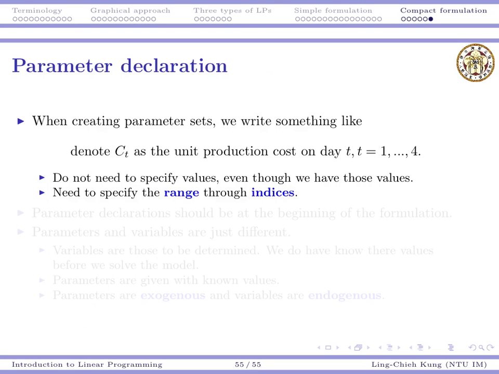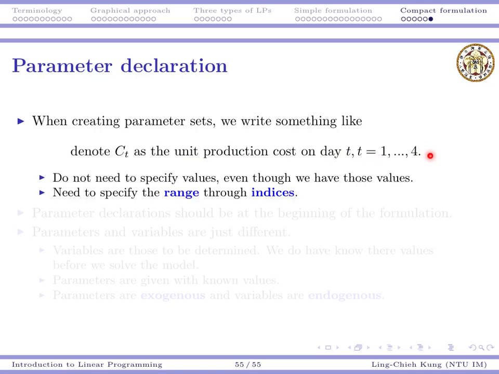So we mentioned something about parameters, so let me say more about it. When we are creating parameter sets, we typically write something like this. I'm going to call CT the unit production cost, and so on. First, you don't need to write down those values as they are actually given in the problem. But you really need to write one line like this to clearly declare that CT is the name you're going to use for unit production cost. This statement must be as clear as what you are doing for defining variables.